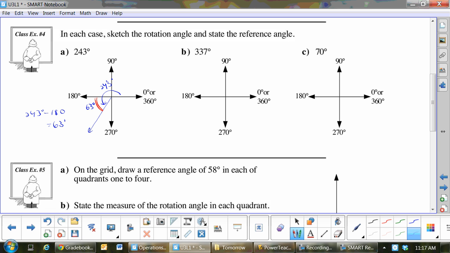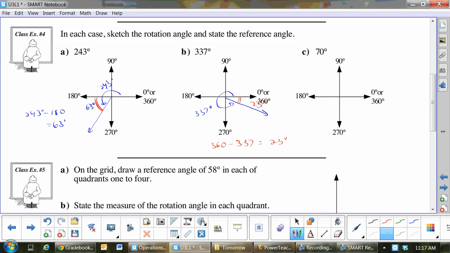337. Where is it? Okay. Again, just try to roughly draw it. So say it's there. Now, how can you find that little piece? Because everybody should know this is what I'm looking for. I'm looking for that. Yes? How? Okay, so if you go 360 minus 337, that is 23 degrees. So yes, that is 23 degrees.